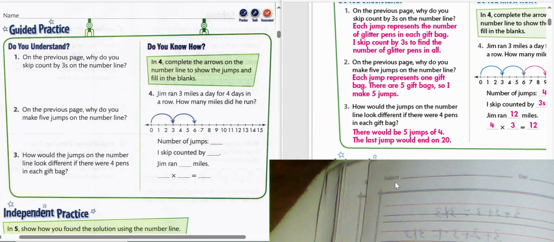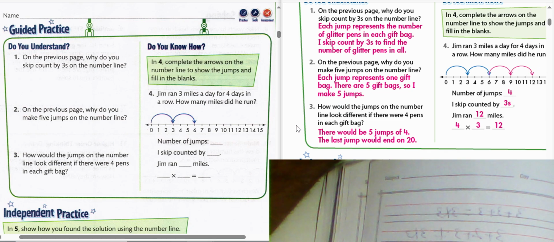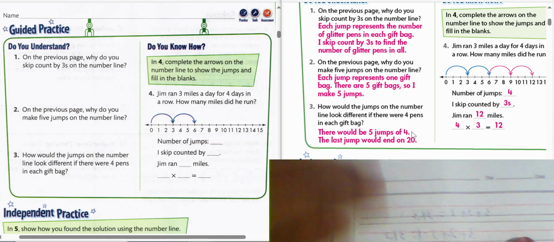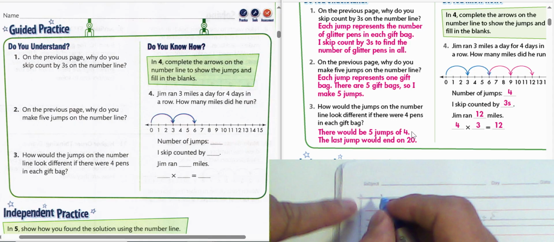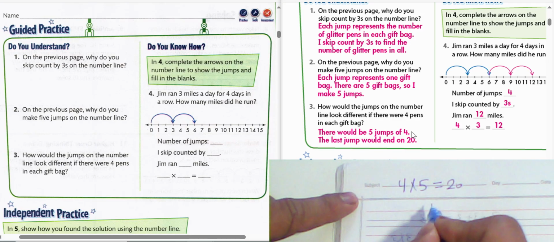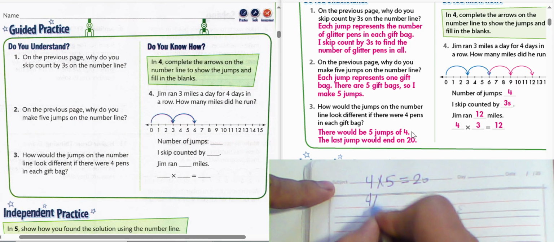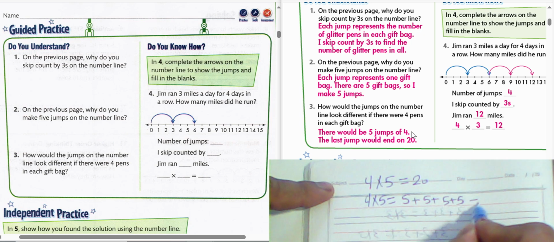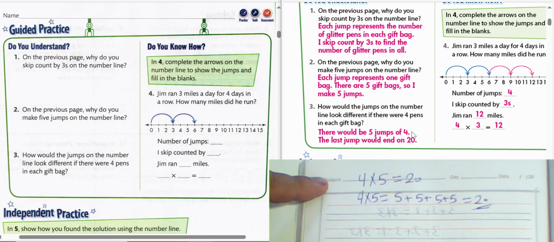Question number 3, how would the jumps on the number line look different if there were 4 pens in each gift bag? There would be 5 jumps, jumps of 4. You know, 4 times 5 equals 20. I can write here this equation: 4 times 5 equals 20, because 4 times 5 equals 5 plus 5 plus 5 plus 5. Then the total number here will be 20.